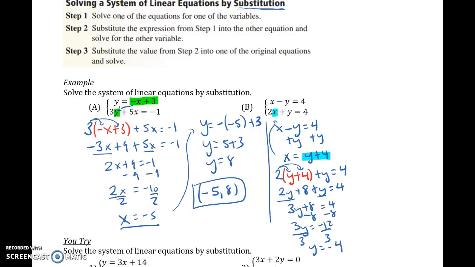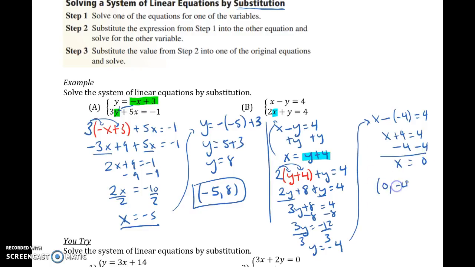I personally like to go back to the original just to make sure I'm not using an equation that might have ended up being incorrect. So I'm going to go ahead and use that top equation. So x minus negative 4 equals 4. x plus 4 equals 4. So then x is equal to 0. Right? So my point should be (0, -4). So I got my solution, and I should be pretty confident.